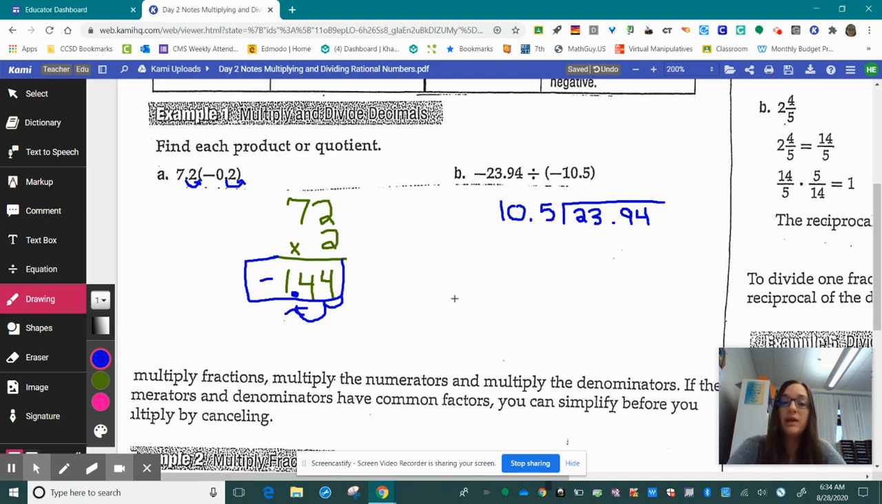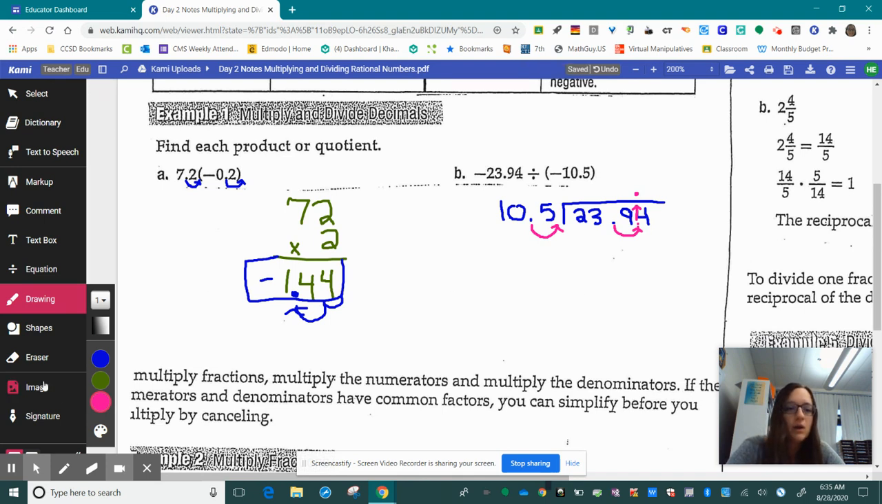At this point, what we need to do is make sure our divisor is a whole number. So we need to multiply by 10. All that does is move the decimal right over here. Whatever we do to one side, we do to the other. So if we multiply that one by 10, we multiply this one by 10. We can have decimals in the dividend. That's fine. It just goes straight up into our quotient. So we will have a decimal there for our answer.